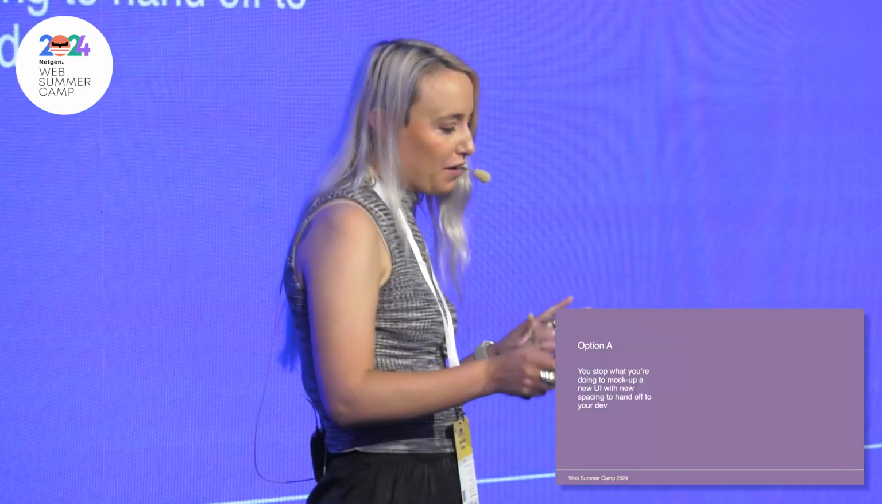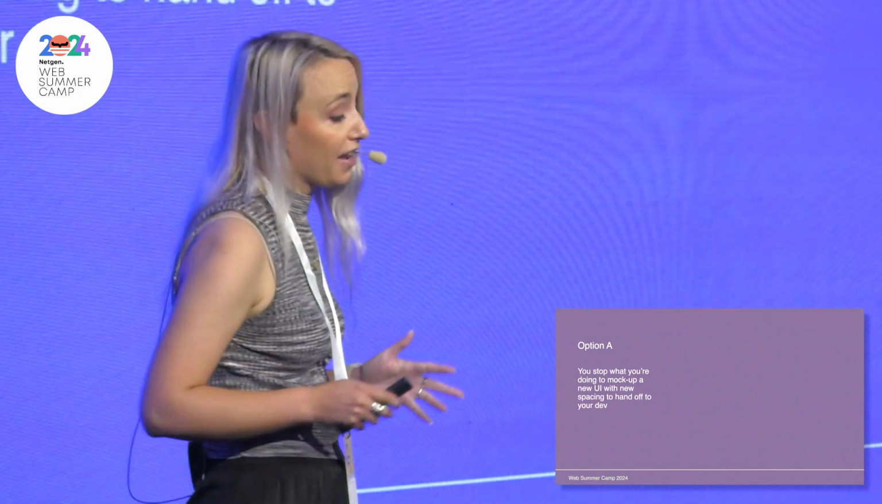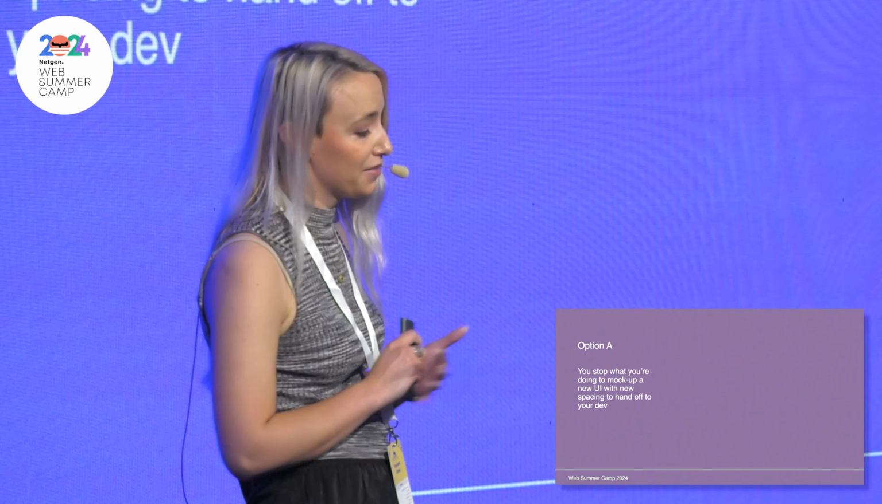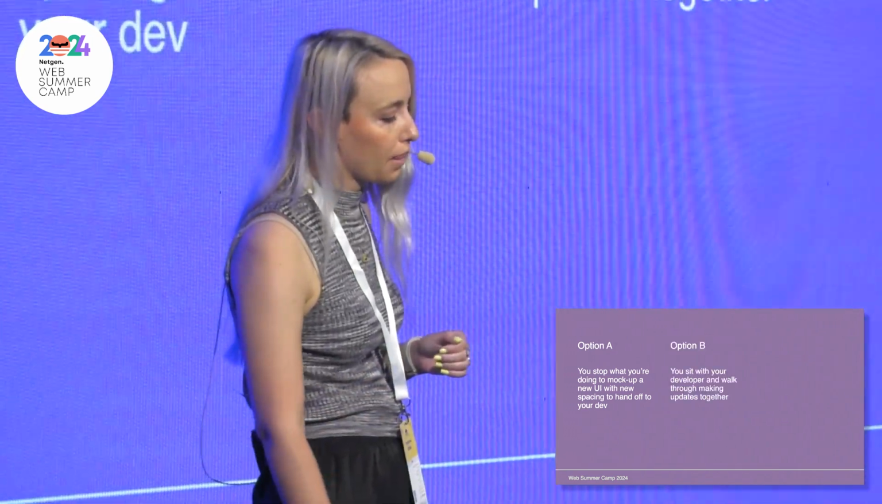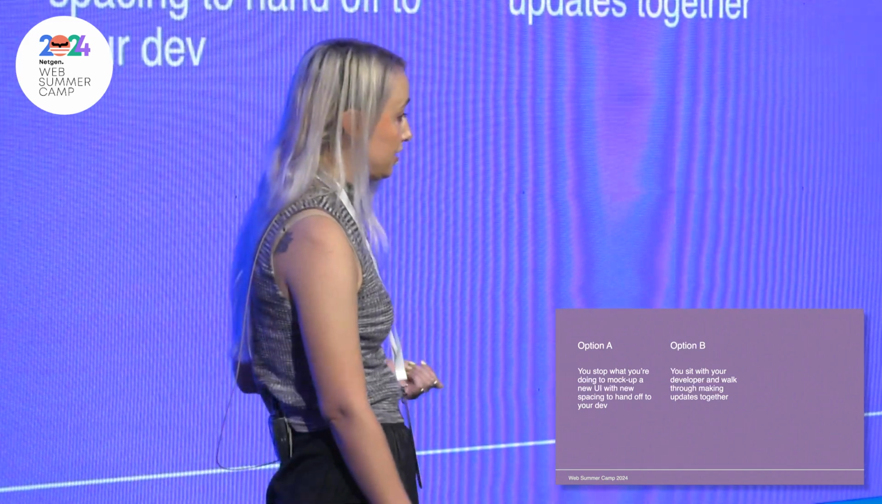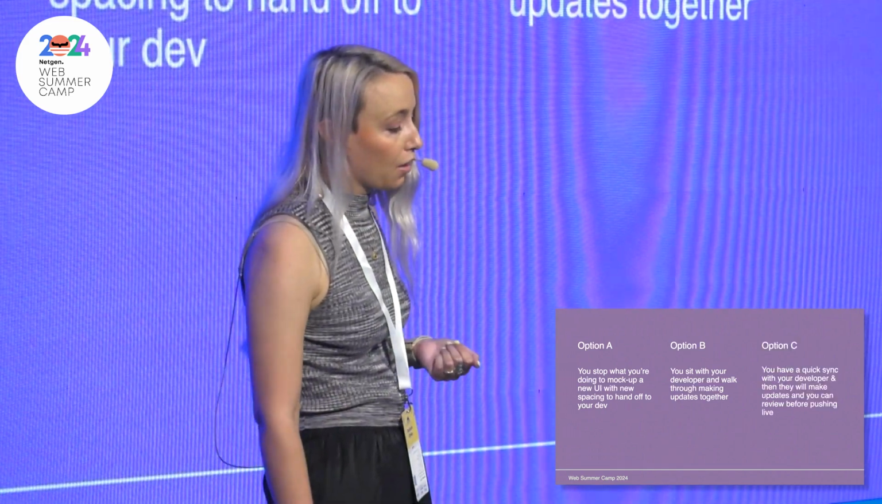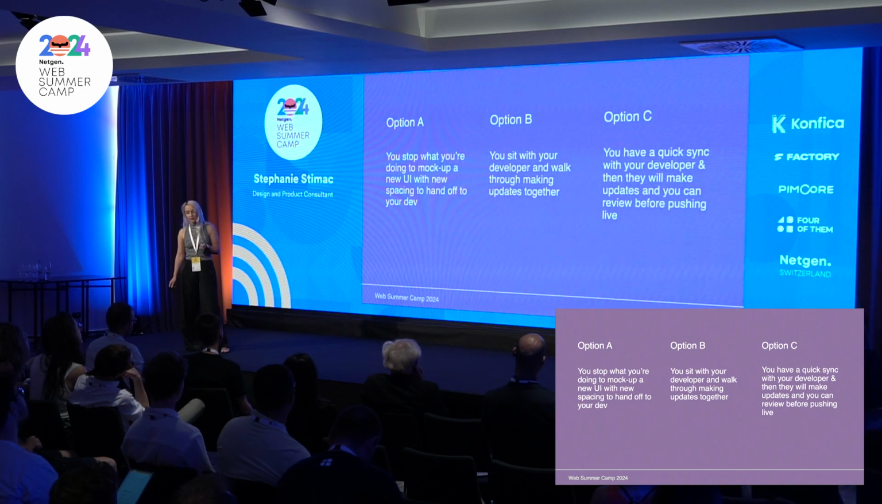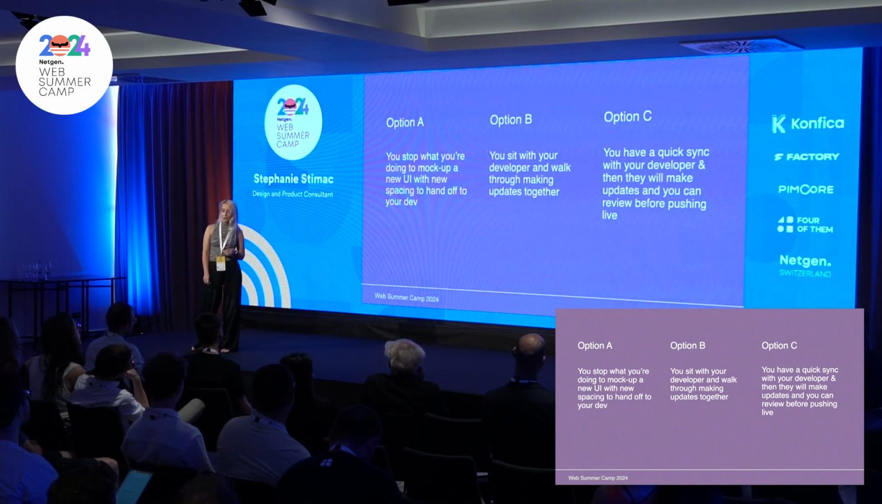So you have a couple options. Option A, you stop what you're doing and mock up an entirely new UI with new spacing to hand off to your developer. Option B, you sit with your developer and walk through making updates together. Or option C, you have a quick sync with your developer and then they will make the updates and you can review before they push it live.